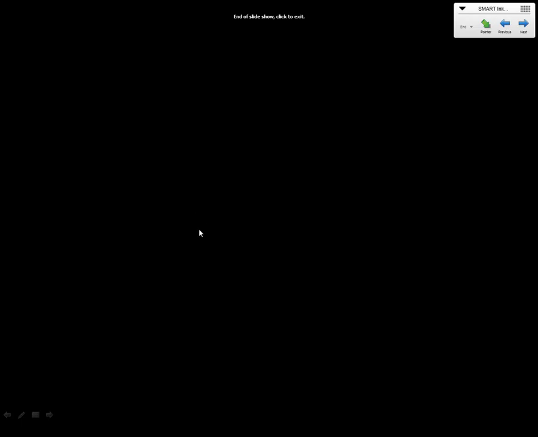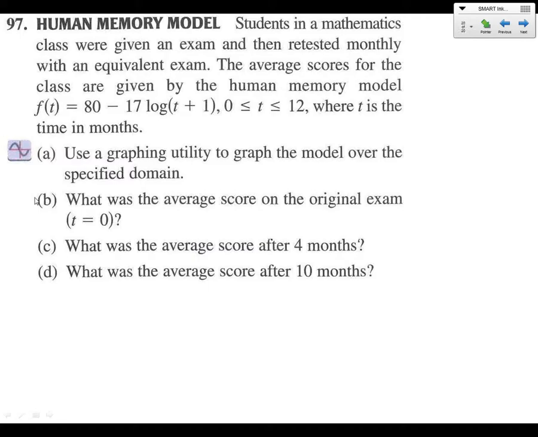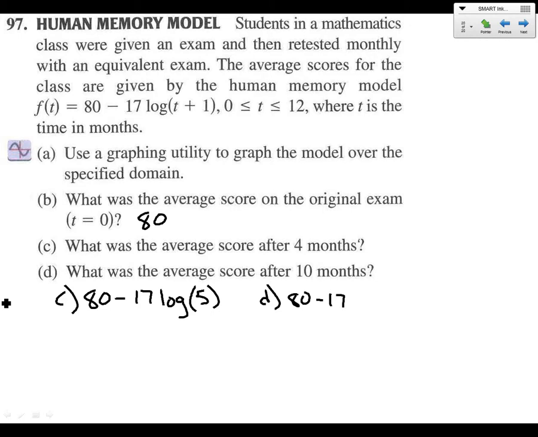And so let's flip back over to our problems here and figure out the answers for B, C, and D. On B, what's the average score on the original exam? We already talked about this. This is going to be 80. And so for C and D, let's plug these in. 80 minus 17 log 4 plus 1 is 5. And on this one, we're going to have 80 minus 17 log, and then we'll have 10 plus 1, which is 11.